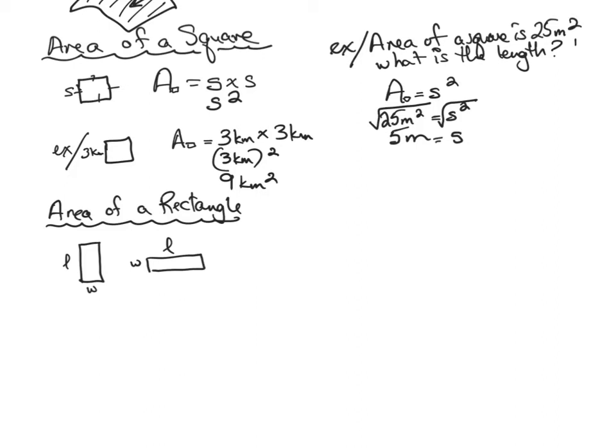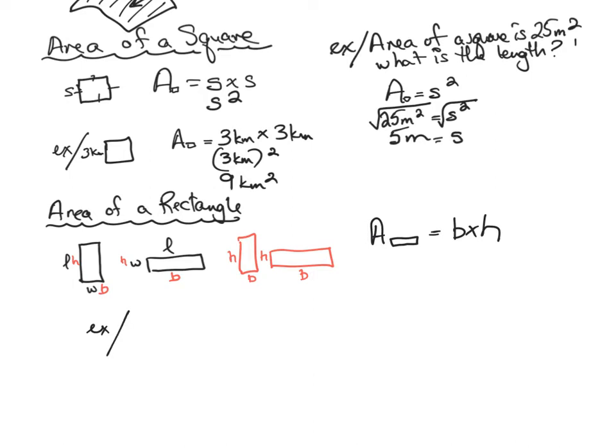we're going to use base, which will always be the one that it's sitting on, times height, which will always be the one perpendicular to the base. So instead, we have base times height. So the area of a rectangle equals base times height.